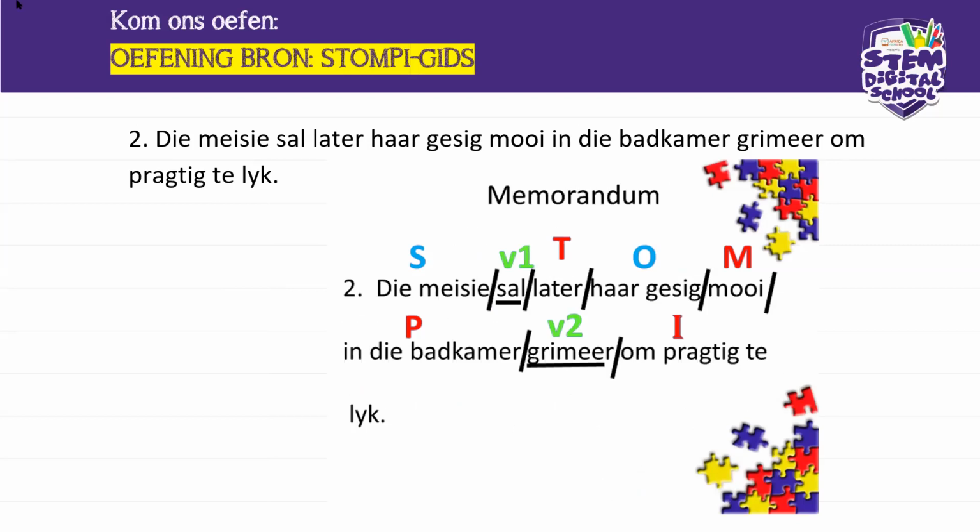Die meisie, which is then the subject. Sal, which is then of course the verb, verb 1. T, which is the time, later. Object is her face, haar gesig. Manner, mooi, we're going to make it pretty. In die badkamer is where the action is taking place. Grimeer, which would be my verb 2, to make up, to do makeup. And the infinitive, you see there the word om, pragtig te lyk. Take a picture.